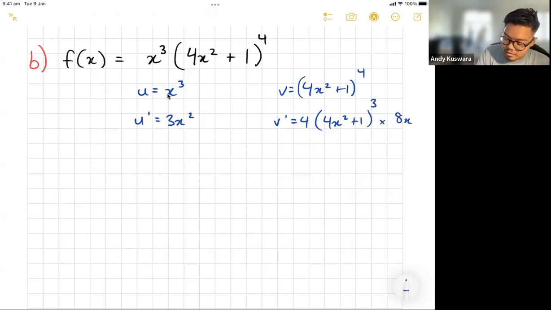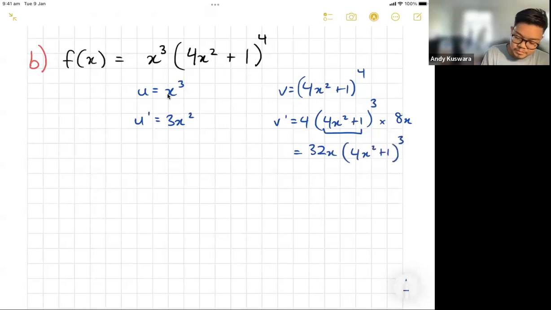So the derivative of the bracket becomes 8x, because 2 times 4x. And cleaning this up one more step, 4 times 8x is 32x. And then I've got (4x squared plus 1) to the power of 3. Now remembering y dash is going to equal that times that plus that times that.